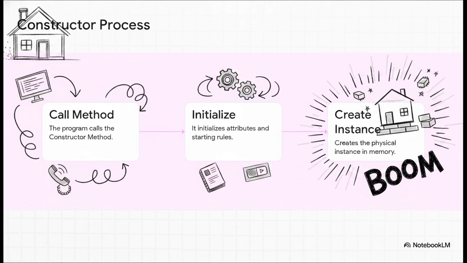Well, we use something called a constructor. It's a quick 3-step process. First, the program calls the constructor method. Second, it initializes the attributes, which is essentially just setting up the starting rules. And third, it creates the instance right there in the computer's memory. Boom, your house is built. Because without this crucial step, your code is never going to be anything more than just an idea.